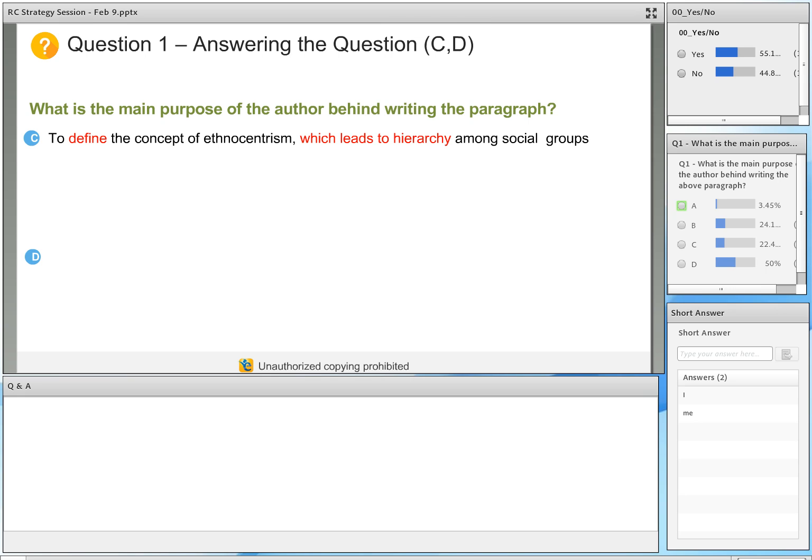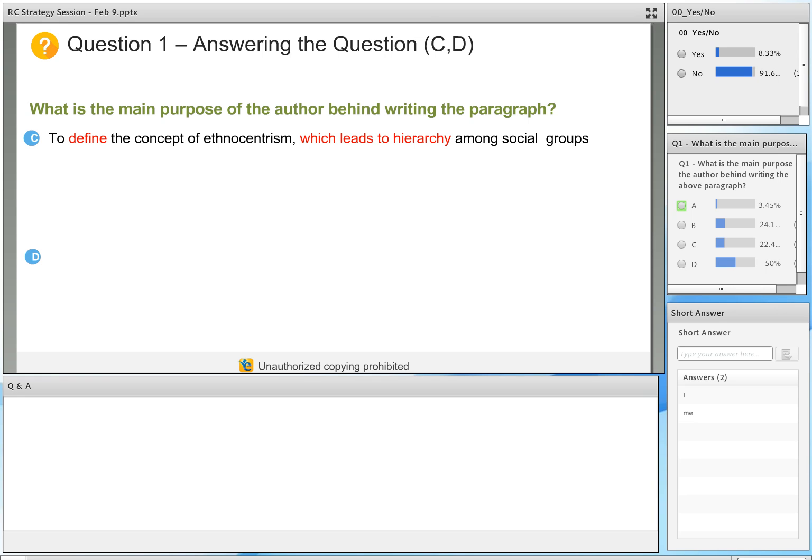the author. By that, what I mean is, think about if you were to define a certain concept. Will you only use an exaggerated definition? If your purpose was to define a certain concept, will you only use the exaggerated definition? Yes or no? No. And again, the question has to be answered for the passage that is given. What is the main purpose of the author behind writing the paragraph? If it were to define, then he would have given a more generally accepted definition.